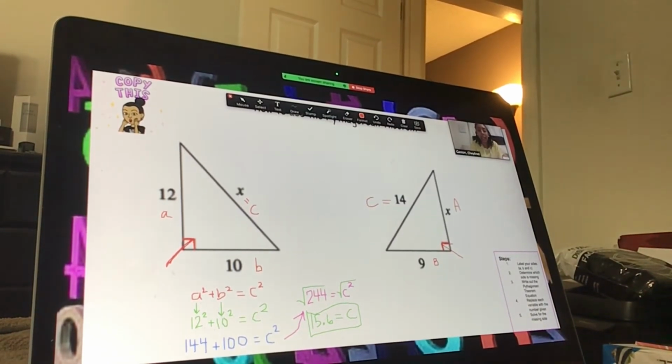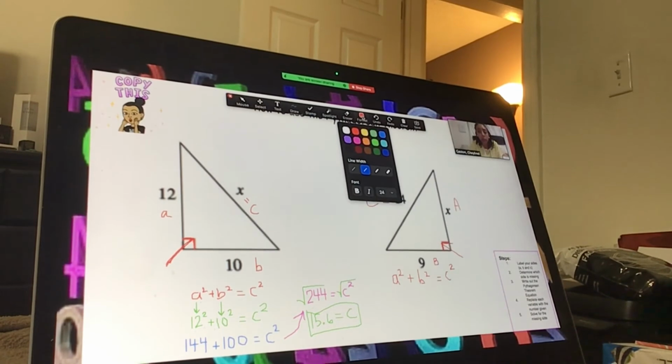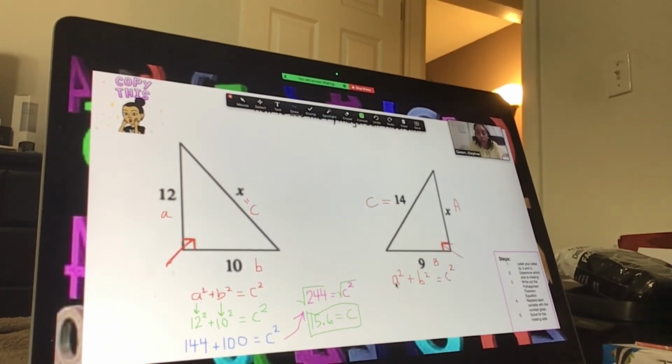So we know we're missing A. I'm going to write out the equation. A squared plus B squared equals C squared. And now I'm going to replace each of the variables that have values with the numbers that were given. So A we don't know, so I'm going to leave it as A squared. Again, you can write it as X squared, whatever floats your boat, plus B squared, which in this case is 9, so I'm going to put 9 squared, equals our C squared, which in this case is 14 squared.